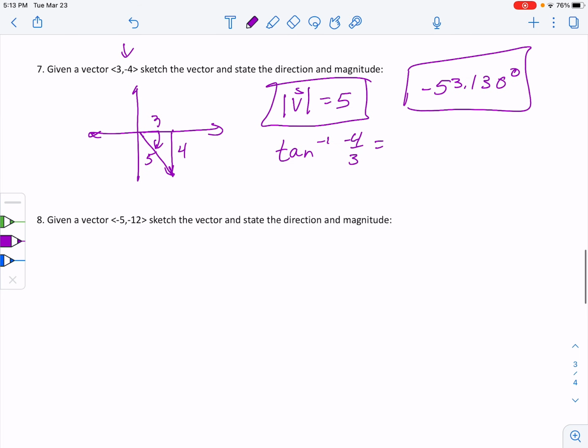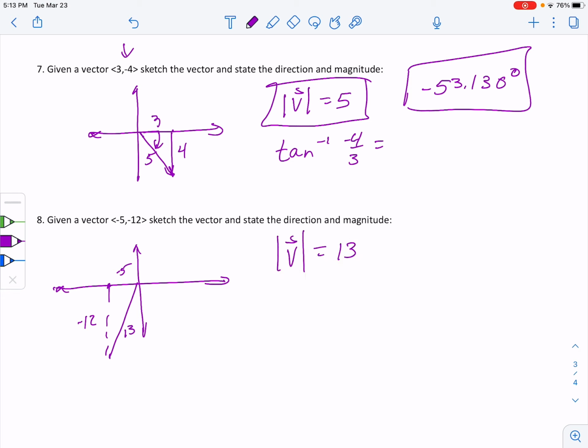This one, watch out. Okay, so here I am. I'm at negative 5, negative 12. So I know this is 13. So my magnitude is 13. You should know those special triangles. I'm not going to do that over. The direction, I do inverse tan, and negative 12 over negative 5. Well, the calculator knows that that's the same as positive 12 over 5. You can put in the negatives. And it tells me 67 degrees, 67.38.